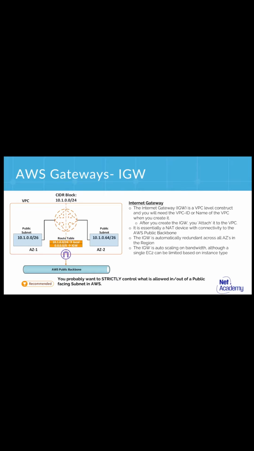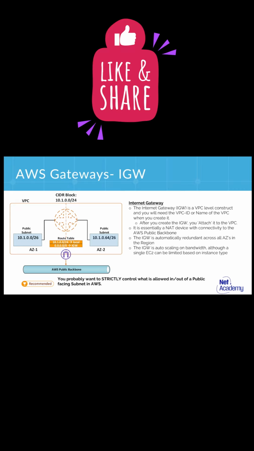It's effectively a gateway to the internet and a NAT device all rolled into one. We're going to talk a lot about NAT in this session because NATs are very important to IGWs. The IGW is automatically redundant across all AZs in the region that the VPC participates in. Also, the IGW is always auto-scaling in bandwidth.